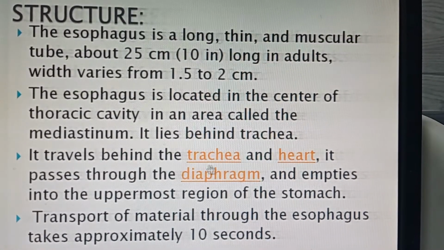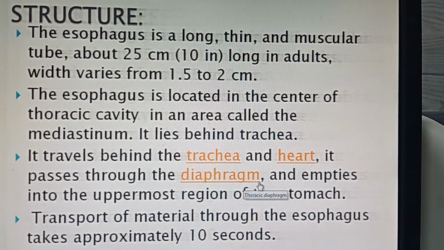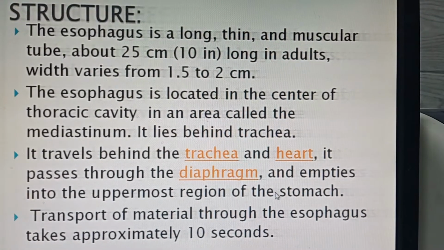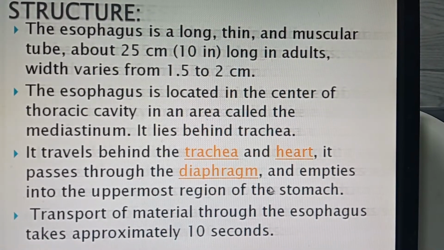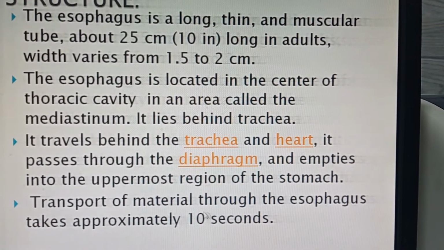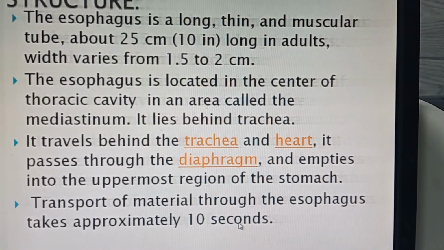It travels behind the trachea and heart. It passes through the diaphragm muscles and empties into the uppermost region of the stomach and transfers contents into the stomach. Transport of material through the esophagus takes approximately 10 seconds.